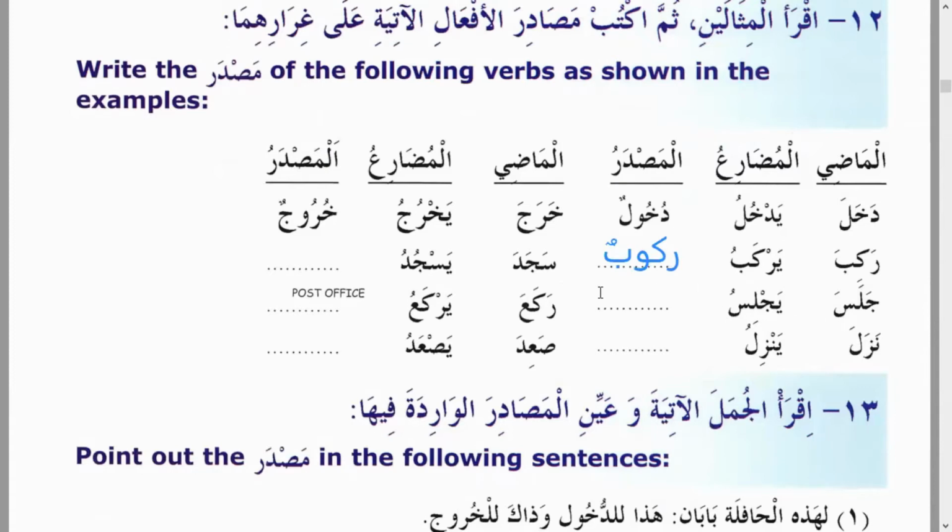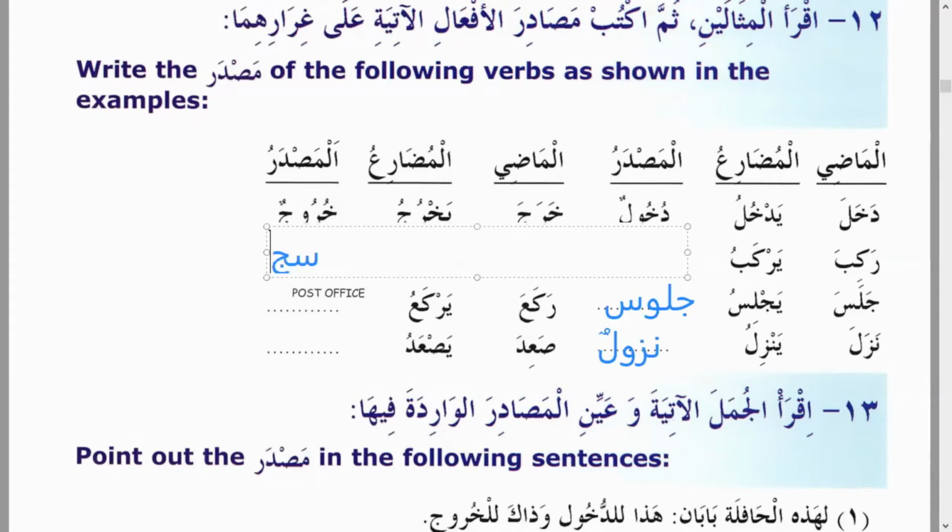So rakiba yarkabu rukubun. Jalasa yajlisu julus. All same pattern. He's just giving one pattern now. Julusun. Now the act of sitting. Julus. Nazala yanzilu nuzul. Nuzulun. Nuzul, act of coming down. Nuzulul ayah, right? The words coming down. Kharaja yakhruju khuruj, exiting. Sajada yasjudu sujudun. Right? Sujud, to do sujud. Act of prostrating is called sujud. Jalisun is the actor, the fa'il. Fa'ilun jalisun, the one who sits.